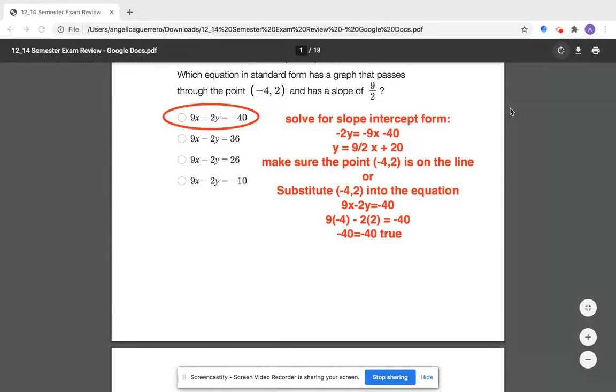Or when you look at all of these equations, if you solved for slope-intercept form, all of them are going to have the exact same slope of 9/2. So your next step would just be to substitute in your point -4, 2 into the original equation in standard form and check to make sure which equation comes out true. And that would tell you which point would lie on that line with the slope of 9/2.